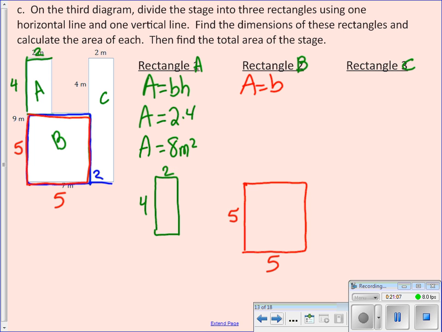So area equals base times height. Area equals 5 times 5. Area equals 25 meters squared.